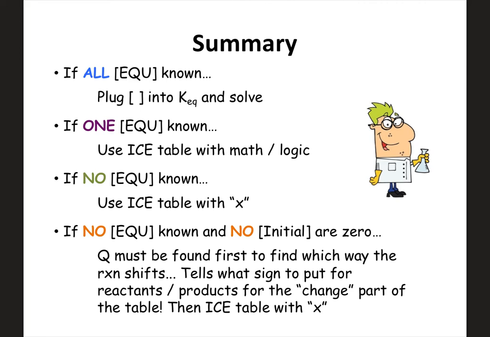So it's going to basically be the exact same type here as using x and an ICE table if you don't know any of the concentrations at equilibrium. But because none of the initial concentrations are zero, you have to solve for Q first, compare that to K, and figure out which way the reaction is going to go so you know the sign of your change. But then it's going to be plugging into the ICE table and solving for x. So these are the different versions here that you need to look out for. You need to be able to look at a problem and say, okay, which of these types is it, in order to solve it.